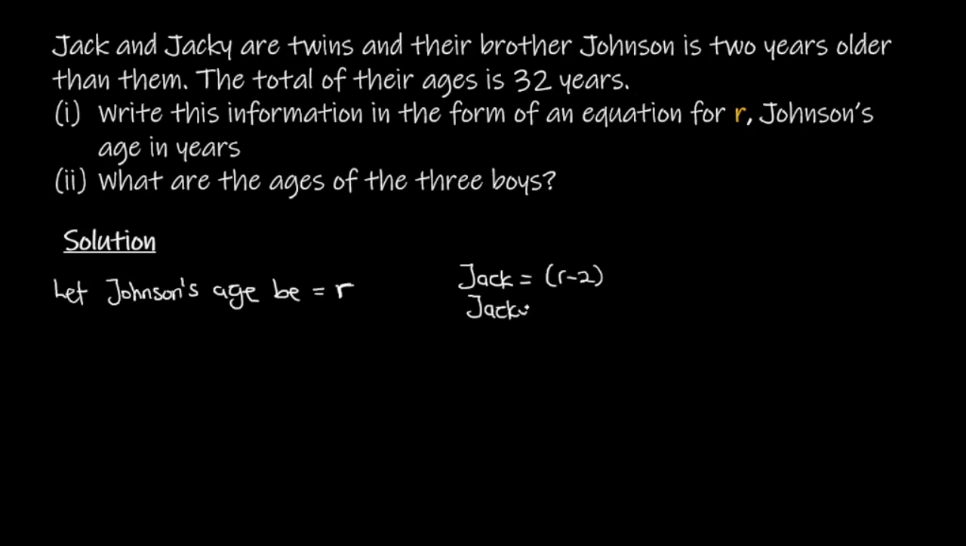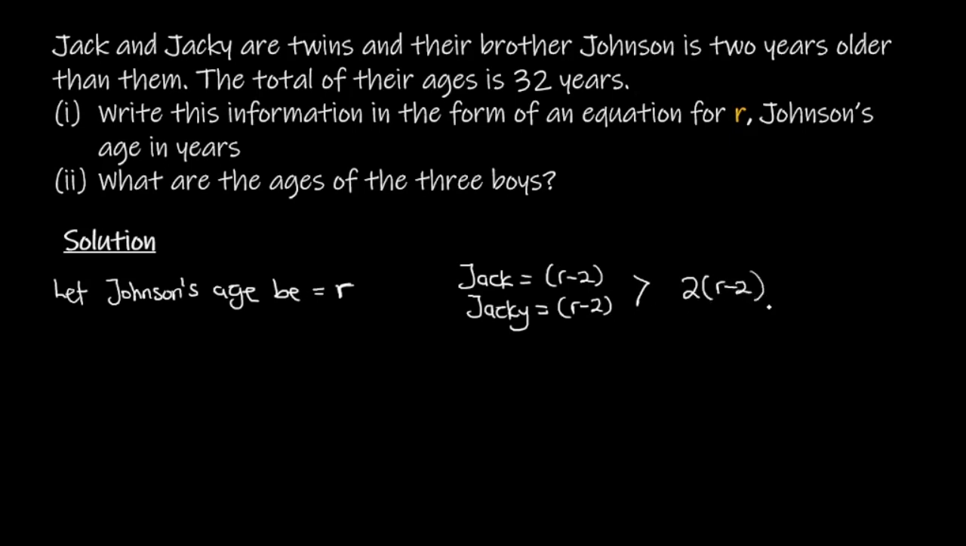Jackie will also be R minus 2 years old. So if we add this plus this plus R, it should give us 32. Now remember, we are saying Jack and Jackie are twins, so it means 2 times their age. Okay, so we can rewrite Jack and Jackie's age as 2 into bracket R minus 2.